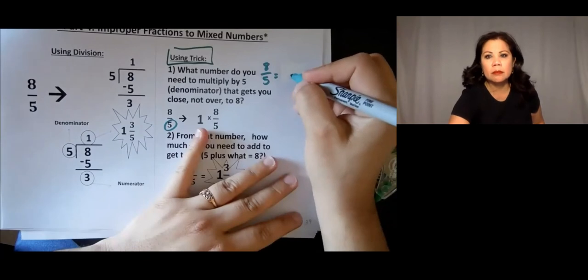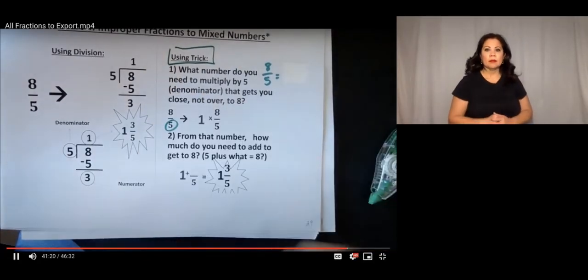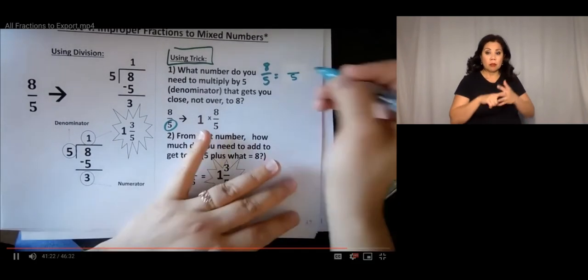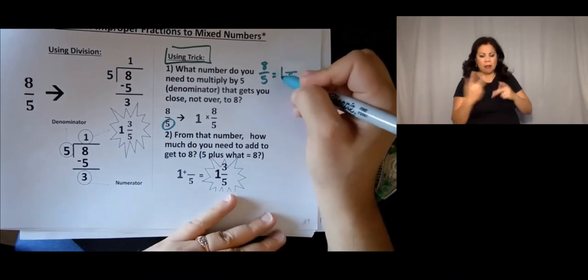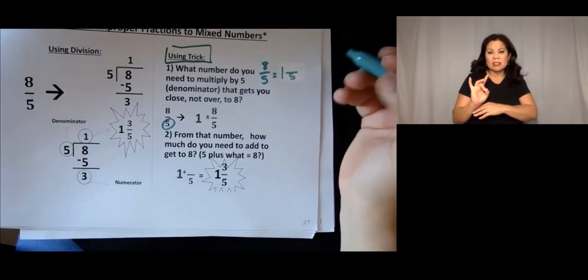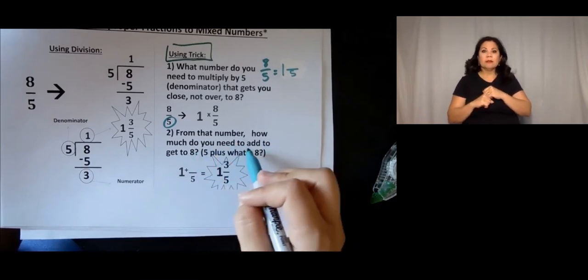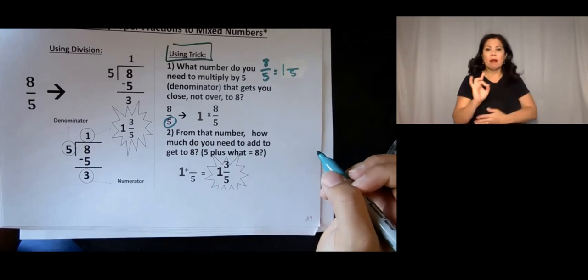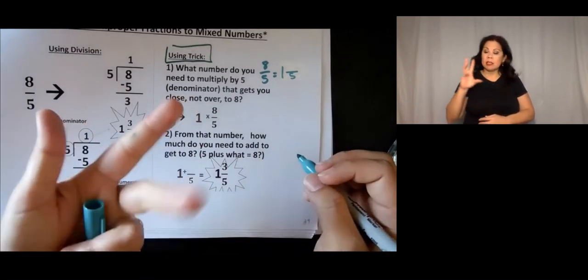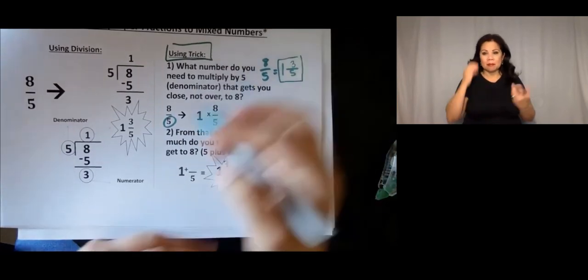Okay, I'm going to start with the same denominator, and I'm going to ask myself, 5 times what gets me close to 8? 1. Okay, I can't go over 8. Now, it says from that number, how much do you need to add to get to 8? 5, 6, 7, 8, 3. Here's my answer, 1 and 3 fifths.